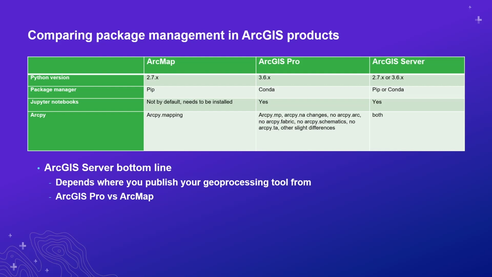There are a few other small differences between the two, but what it really comes down to is when you're publishing GP tools from ArcMap or ArcGIS Pro. If you publish from ArcMap using Python version 2.7 and pip, it's going to be published to server using Python 2.7 and pip. If you publish it from Pro using Python version 3.6 and Conda, it's going to exist on server using Python version 3.6 and Conda. So the bottom line is that it depends on where you publish your geoprocessing tool from. If you're using ArcMap, it's 2.7 and pip. If you're using Pro, it's 3.6 and Conda.